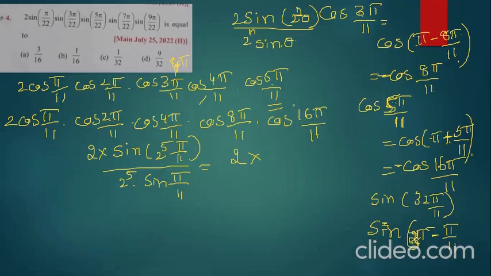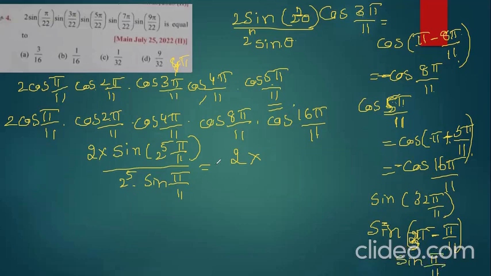3 pi. 3 pi. 33 pi minus pi. 33 pi minus pi is 32 pi, right? 33 minus 1 pi, that is 32 pi. So 3 pi minus pi by 11. So sine of 3 pi minus pi by 11 means sine pi by 11, right?